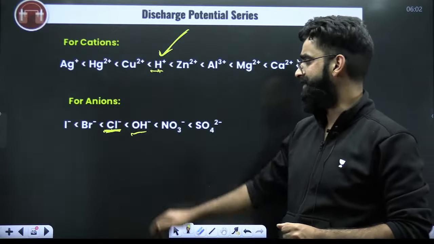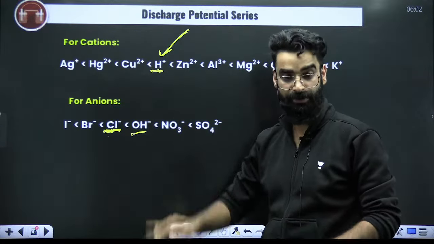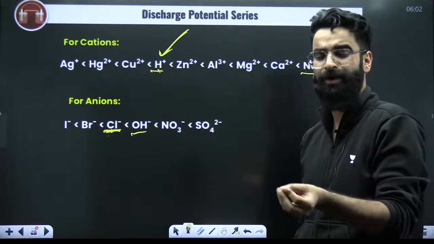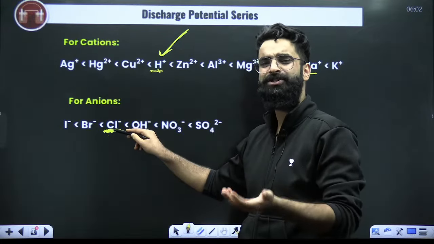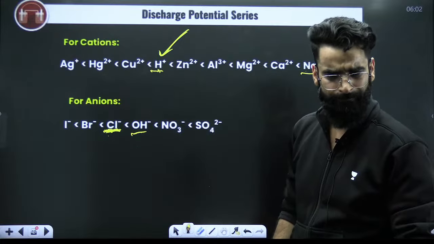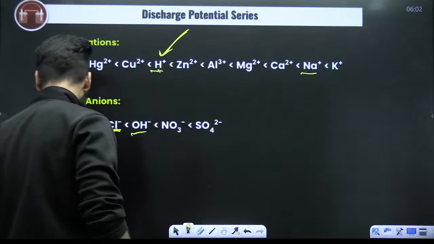Perfect. Cl negative, its discharge potential is less. It gets discharged at lower potential basically. Okay? Or I can tell it in simpler ways. In order to attract Cl negative towards itself, anode has to do lesser amount of work. Right? I hope this is clear. Now try to understand all these things in detail.